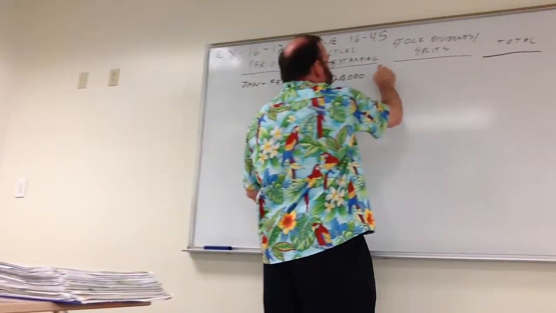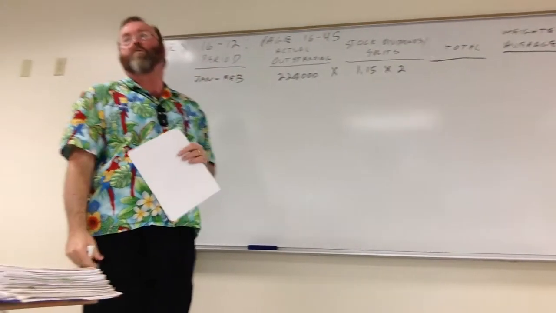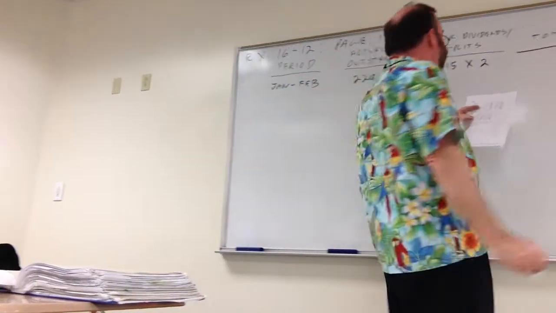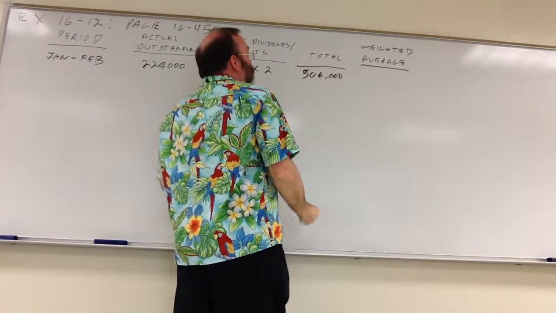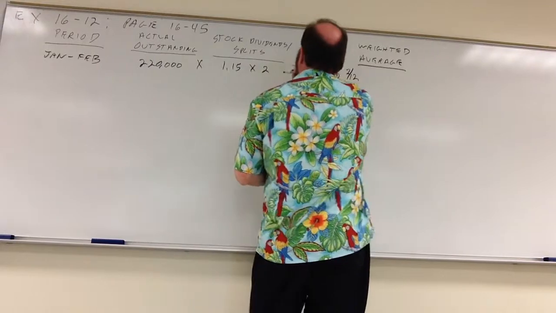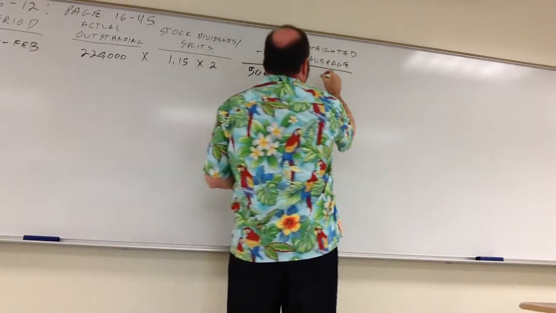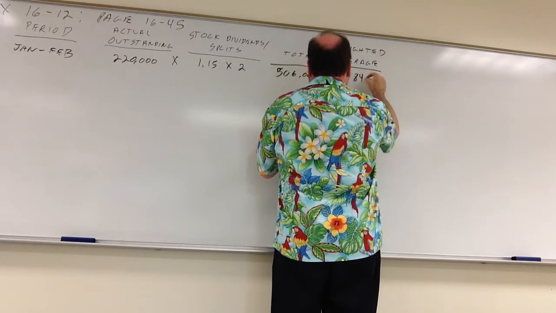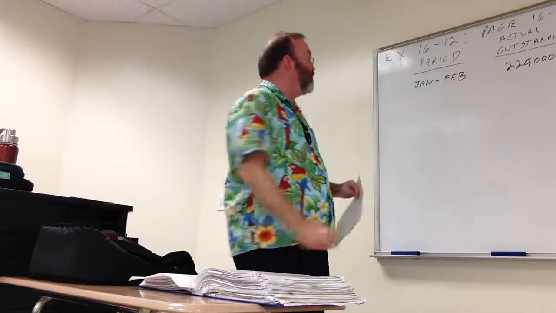So we need to multiply this by 1.15 and then again by 2. So 1.15, if you have 100 shares and they give you a 15% stock dividend, you now have 115 shares. Then if it splits, you have 230 shares. Does that make sense? All right, so the 220 times 1.15 times 2 is 506,000. And that's for 2/12s. It was 2 out of the 12 months you had, in essence, 506,000 shares outstanding. That gives you 84,333.